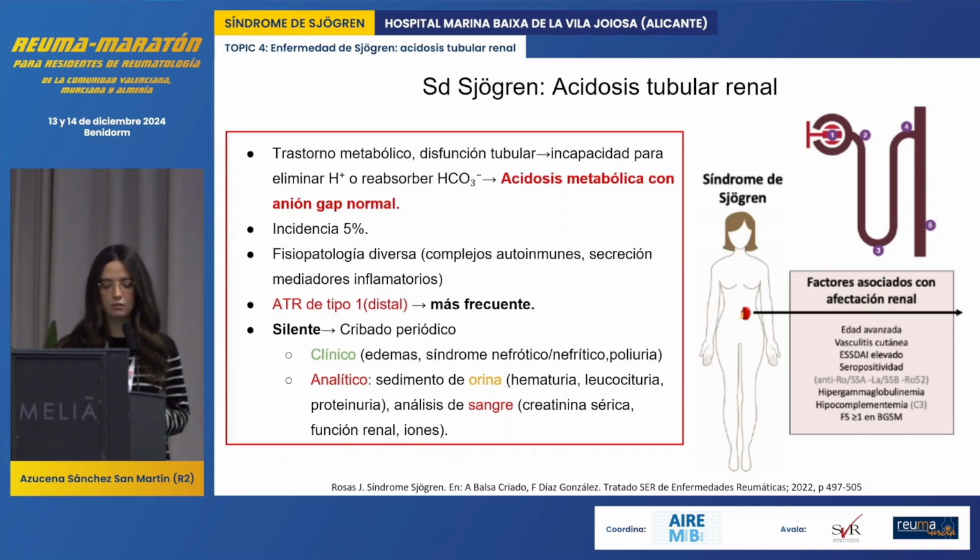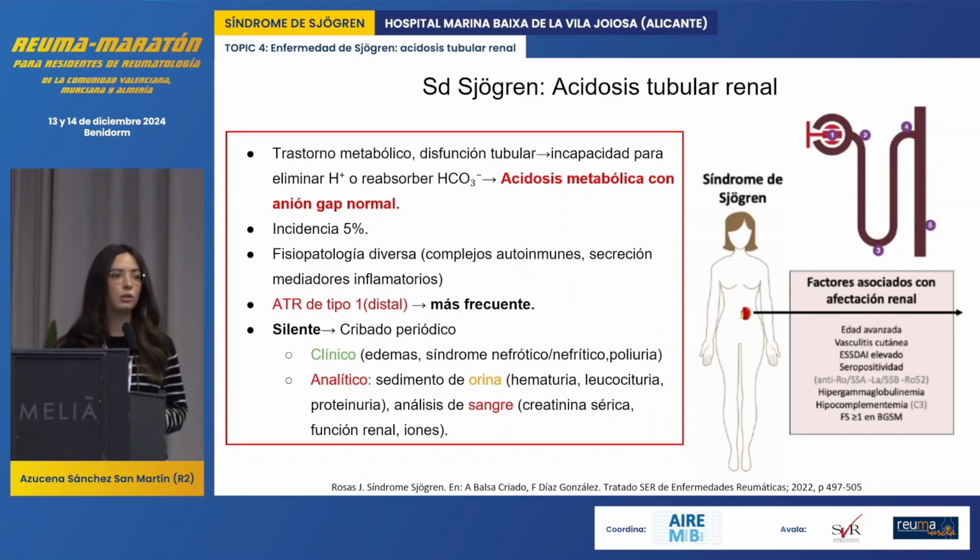complexes, secretion of inflammatory mediators, and the most common type is type 1 renal tubular acidosis, which is the distal form. It presents with clinical manifestations that can go unnoticed, very silent, which is why we need to perform regular screening in these patients. How do we do that? Well, depending on the clinical presentation, we need to monitor for the appearance of edema, nephrotic nephritic syndrome, polyuria, and also through the lab tests we routinely request. We need to examine the urine sediment, blood tests, check serum creatinine, kidney function, and electrolytes.